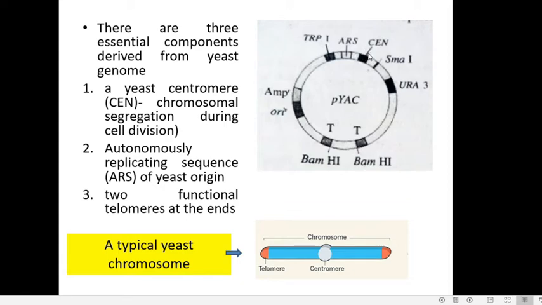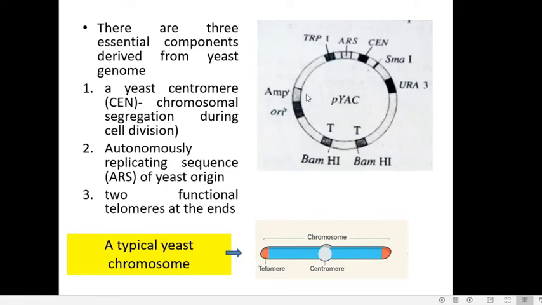So before that we will go to the structure of a typical yeast chromosome. A typical yeast chromosome, just like any eukaryotic chromosome, will be having a region called as the centromere. It is the centromere which helps in replication, which helps in the segregation of these chromosomes during cell division. So if a genome is to behave like a chromosome, it should have a centromere, and it should be also having the ends which are called as telomeres.